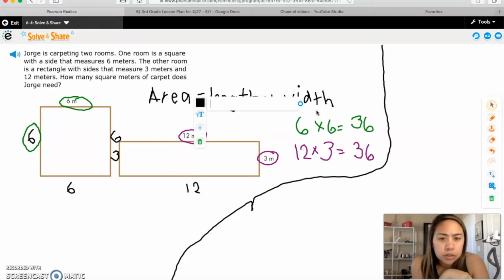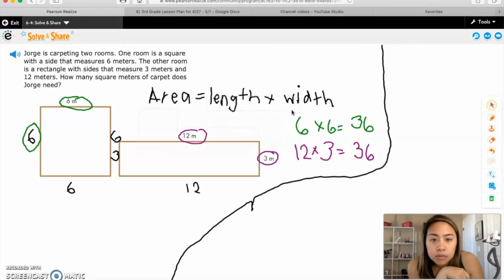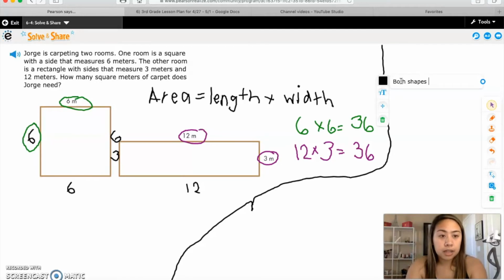So let's do what we notice that is the same. Can I move this? Is this going to let me move? There we go. Okay, so this is your look back. We know that both shapes have the same area.